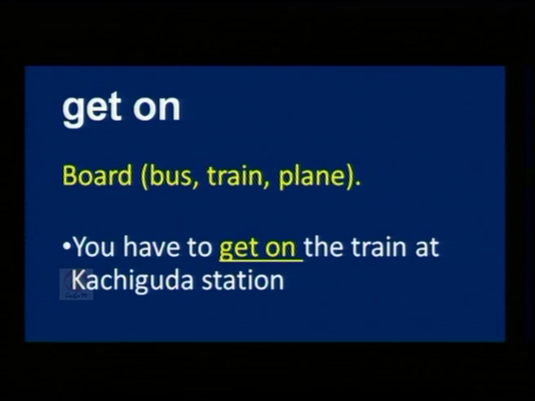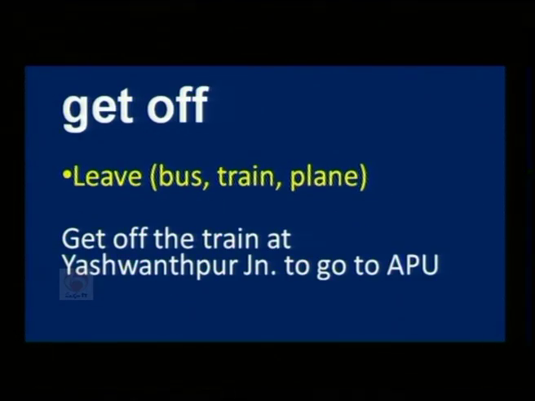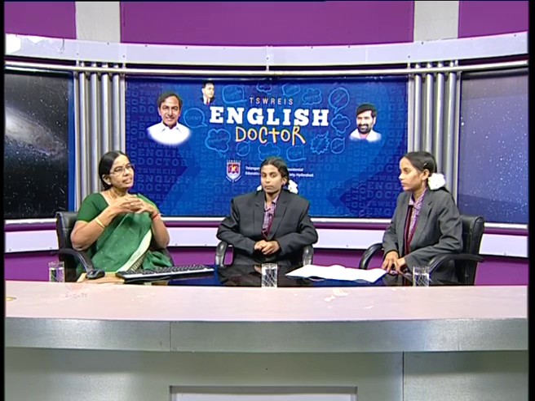So, let us say they got on the train at Kachiguda station. Then what do they do? After reaching Bangalore, they get off the train. What is the meaning of get off? Leave. Leave the train or bus or plane. Right. So, where do they get off? At Yeshwantpur Junction to go to Azim Premji University. Get off the train at Yeshwantpur Junction to go to Azim Premji University. Right. So, for this action, we say get on the bus, get on the train, get off the bus, get off the train. Right. Then after that, what do they do?